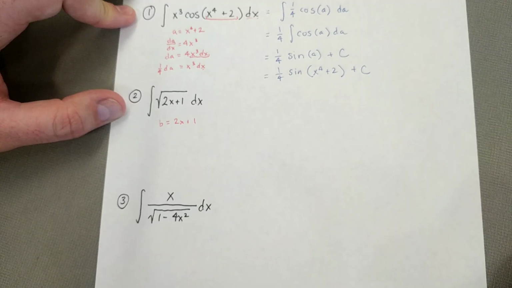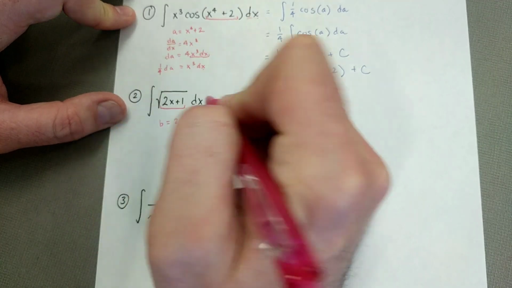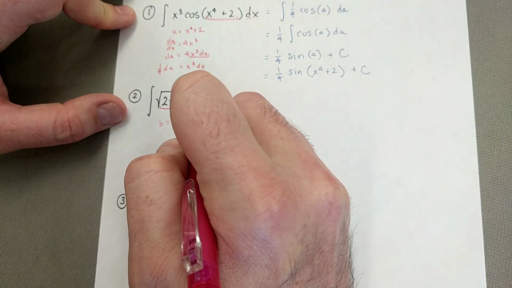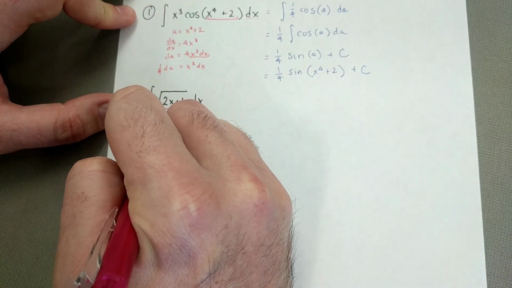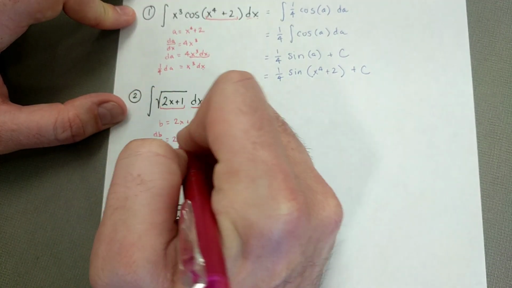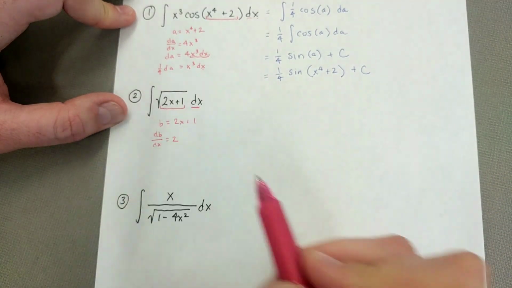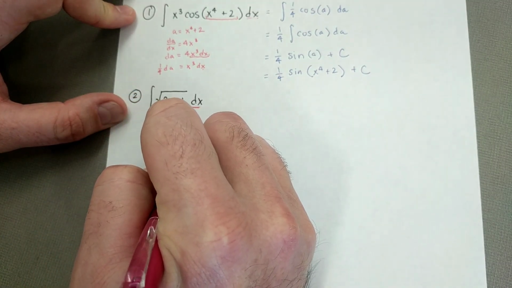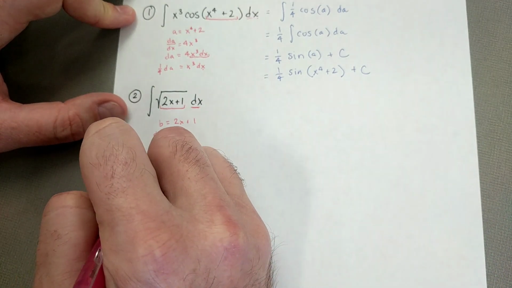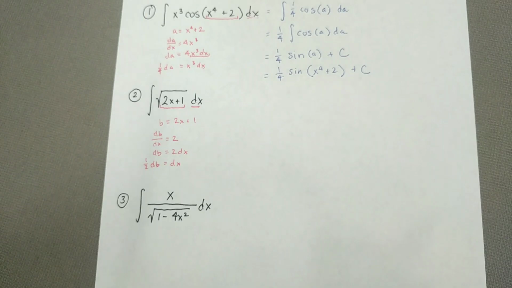So if we let b be the 2x plus 1, so I've got a substitution ready for that. The only thing I need to replace now is this dx. So again, we'll take the derivative of both sides with respect to x. And now I'm going to isolate dx because that's the only thing I need to substitute out. So db equals 2dx, which means that half db equals dx. And now I have a thing I can substitute in.